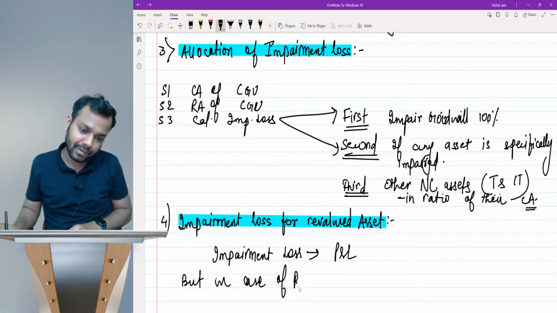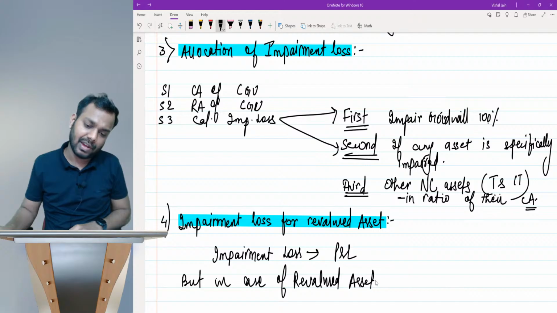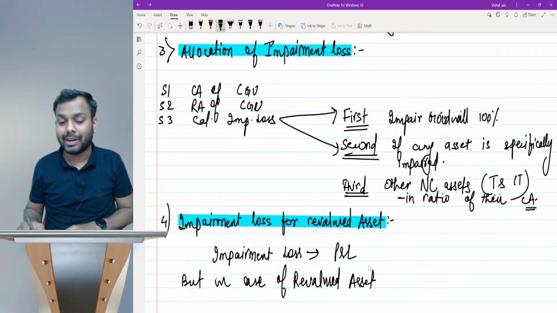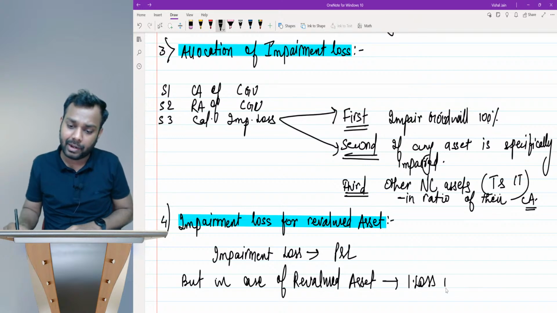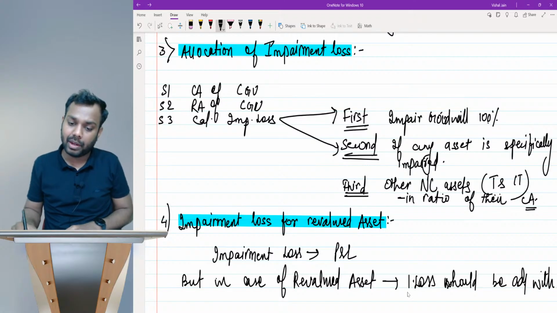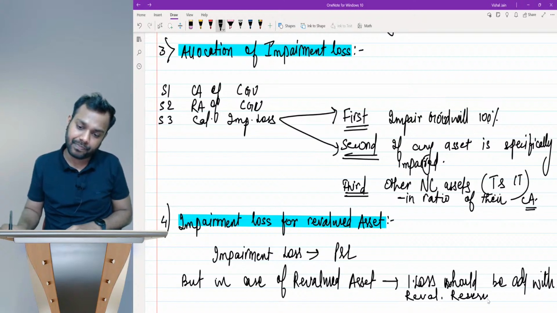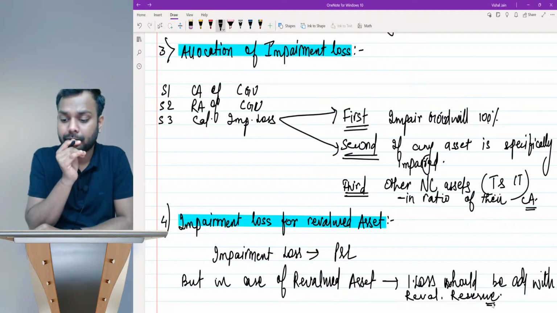But in case of a revalued asset, that is an asset under the revaluation model, impairment loss should be adjusted with, tell me what, the revaluation reserve. I hope it is clear, guys. This point is clear to all of you. Is this clear, guys?